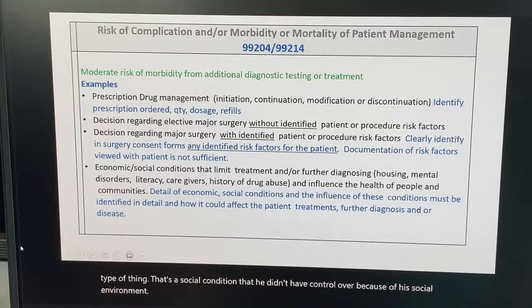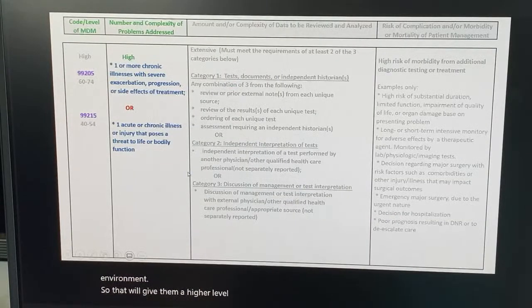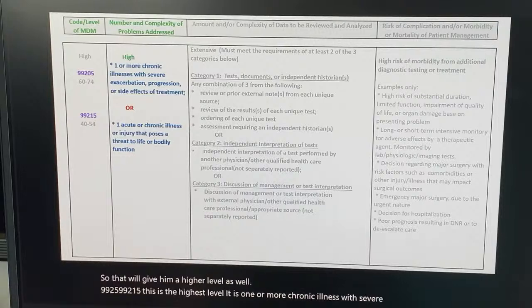So that will give him a higher level as well. 99205, 99215, this is the highest level. It is one or more chronic illness with severe exacerbation, progression, or side effect.